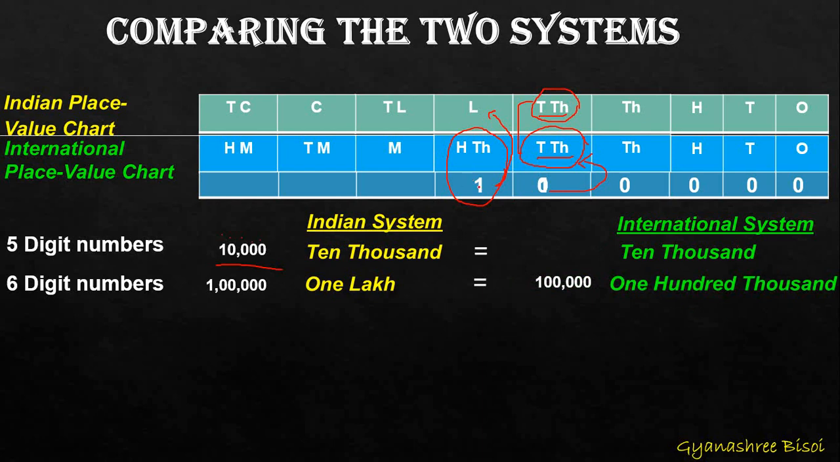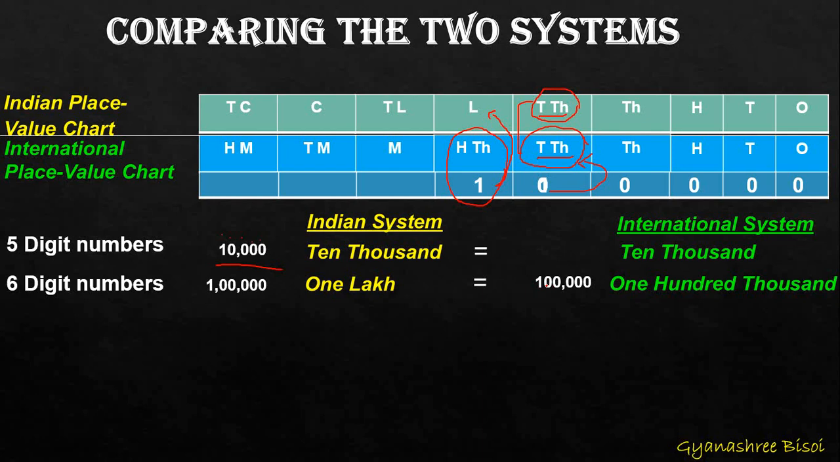100,000, because 1 is at the 100,000 place. Okay. Now we know how to put commas. Leave 1, 2, 3 digits from the rightmost. Then 1, 2, 3 digits we have. Got it? So after every 3 digits we need to put a comma.